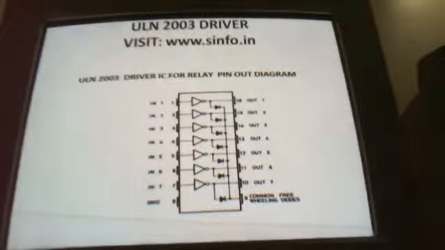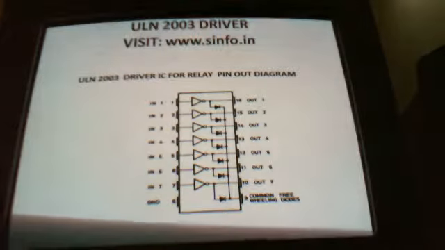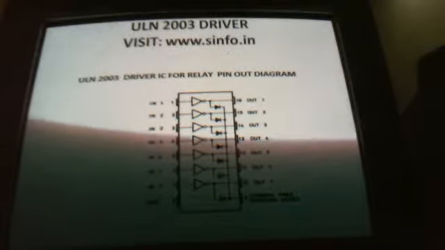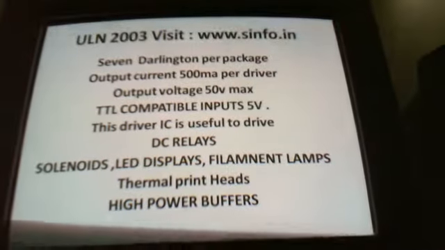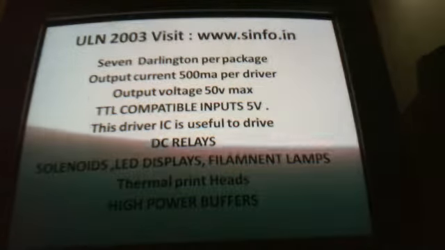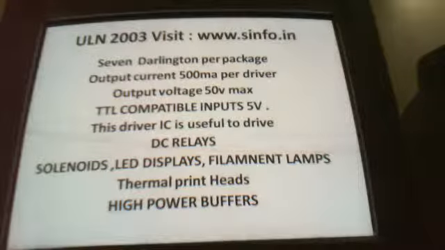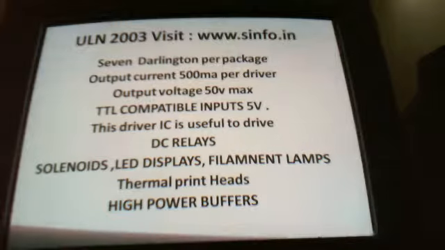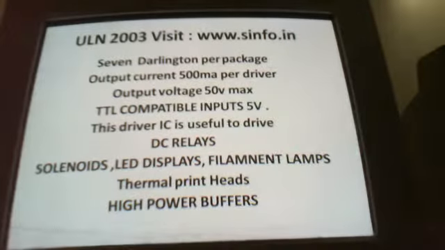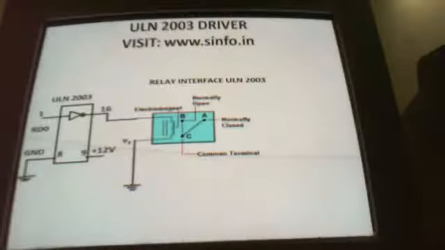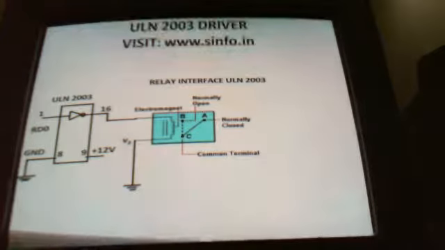For that, to pin number 9 you need to give 12 volt. If you need 18 volt, you just connect 18 volt to pin number 9. Pin number 8 is ground. The specification of the ULN2003 is 7 Darlington pairs per package, output current 500 milliamps per driver, output voltage 50 volt maximum, TTL compatible inputs 5 volt. This driver IC is useful to drive DC relays, solenoids, LED displays, filament lamps, thermal printers, and high power buffers.